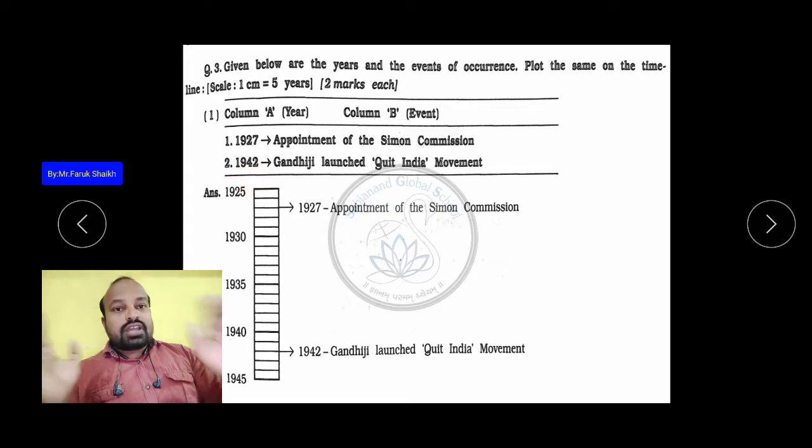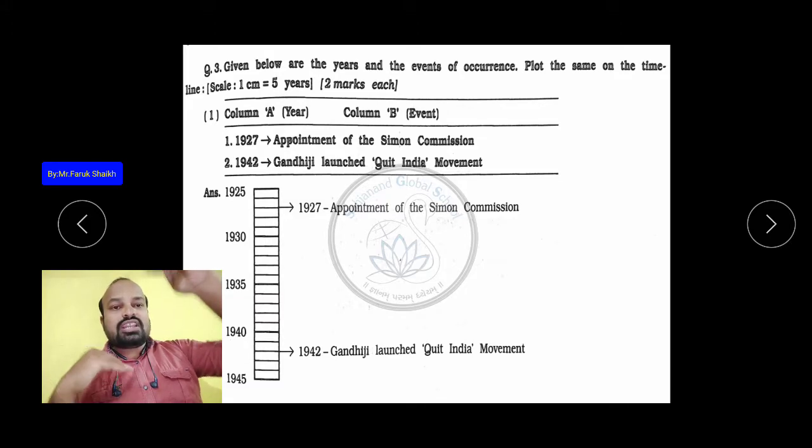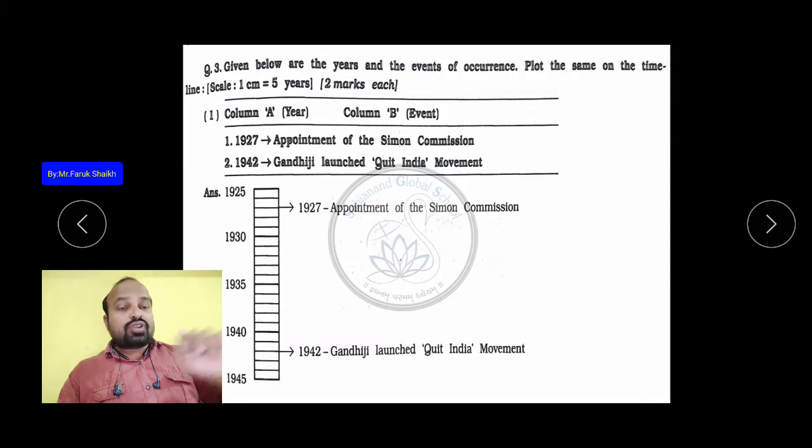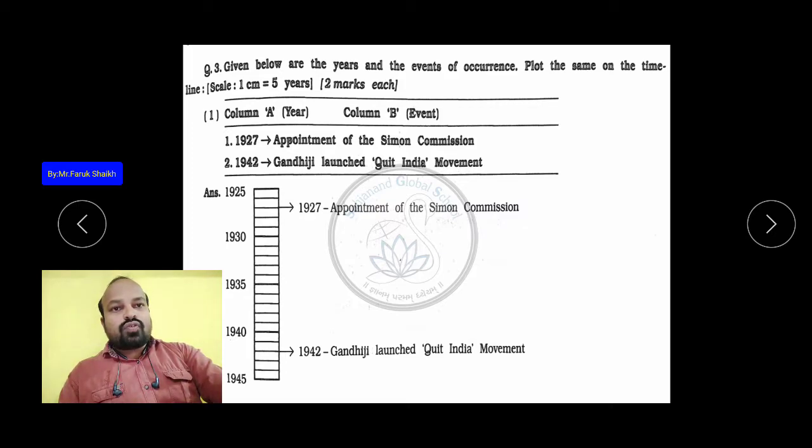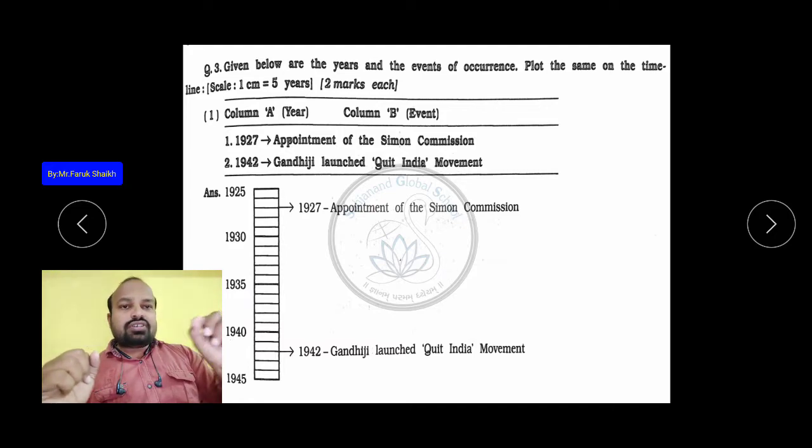Okay, now 1925 to 1945, how many centimeters do we have to draw? So 25, 30, 35, 40 and 45. So we have to take it from 25 to 45. That means the timeline will be 5 centimeters long. And in every centimeter we have to draw 5 lines. That will be considered for the years. So this is the year.